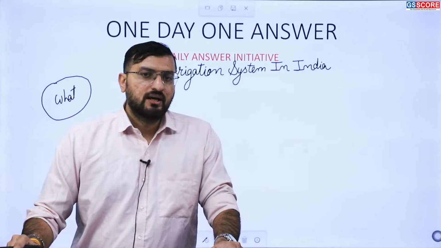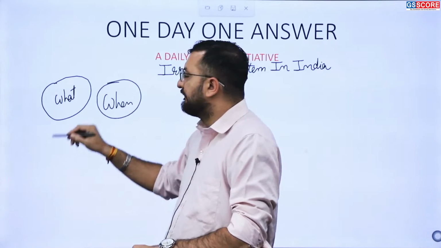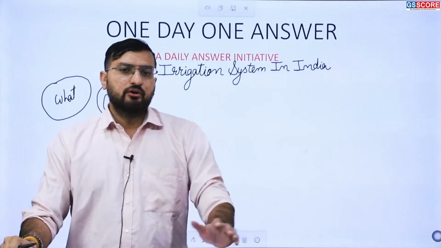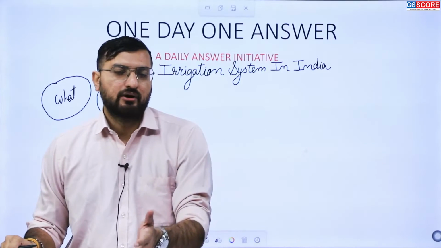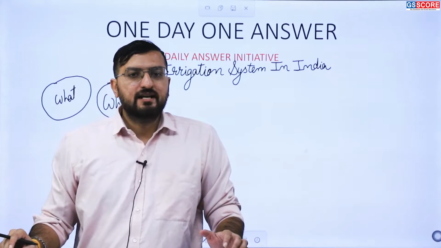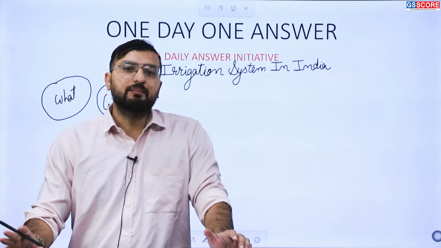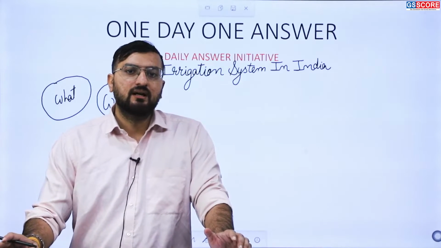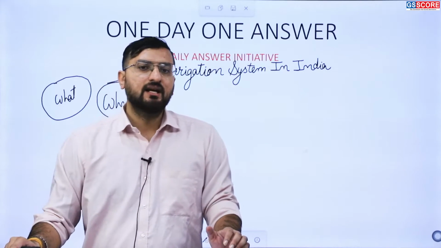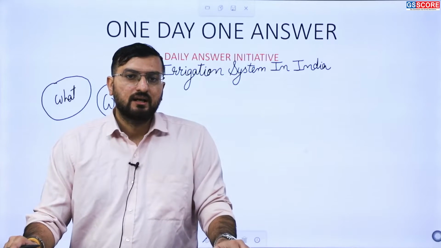So our next question says, when did this irrigation system start in India? Did it start during the British time period, or is it a modern concept? No, it is not a modern concept. It has existed in India way before our Gupta period, way before our Vedic period. So mostly it was during the time of Indus Valley civilization. We see the formation of tanks, the formation of wells.